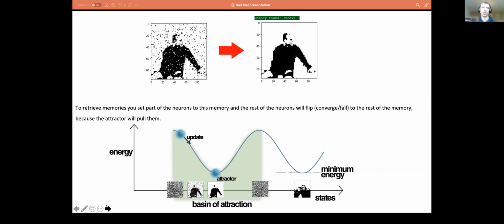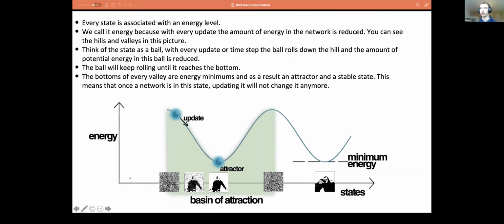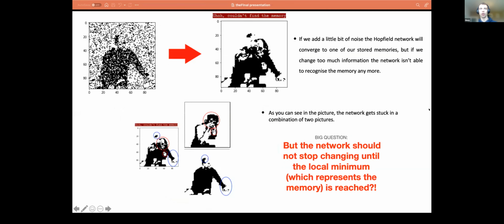And if you add a little bit of noise to a picture, in this case, it will converge into one of those attractors. But on the next slide, you see that if you add too much noise to the Hopfield network, it doesn't converge to one of the stored memories. But the memories were the attractors, right? So what's happening here?